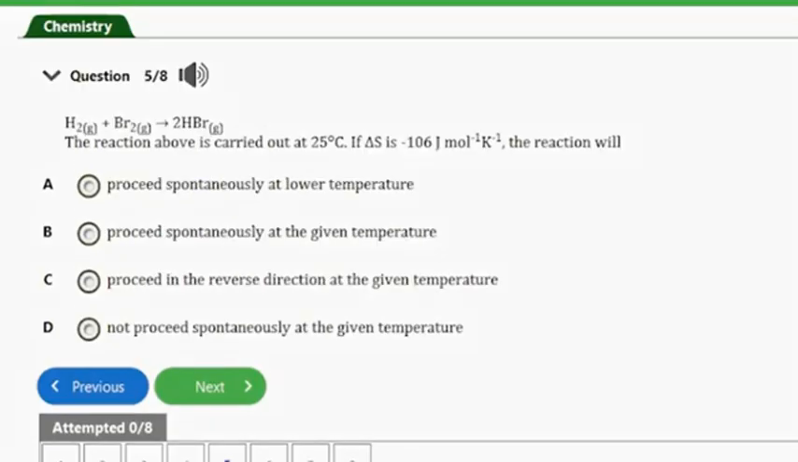Question number 5. Here we have an equation of a reaction, and the question says the reaction above is carried out at 25 degrees Celsius. If delta S is negative 106 joule per mole per Kelvin, the reaction will A, proceed spontaneously at low temperature, B, proceed spontaneously at the given temperature, C, proceed in the reverse direction at the given temperature, D, not proceed spontaneously at the given temperature.